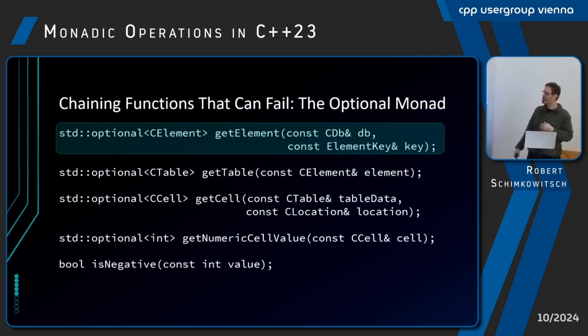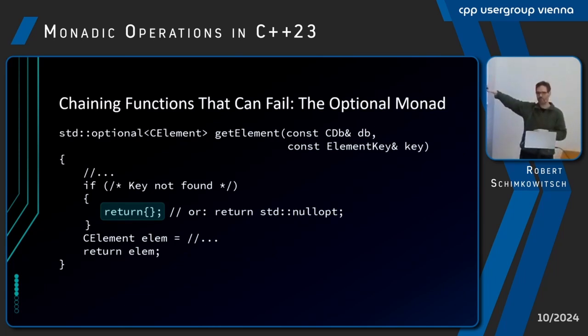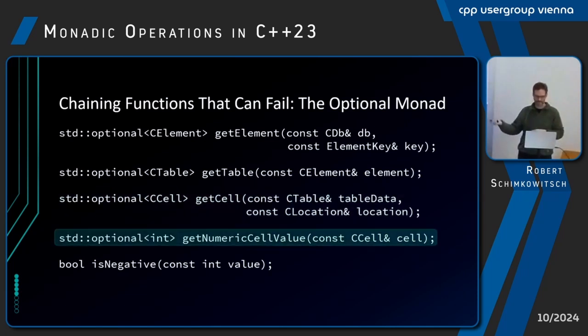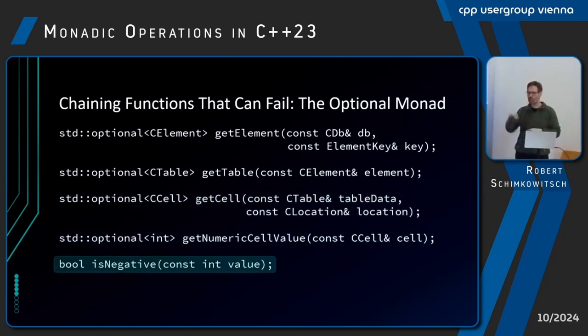If you want to use it in monadic style, I would change the function signature. So we combine the bool success flag and the actual return value into an optional of the return value. So if the function now fails, I just return an empty optional. And if it succeeds, I return an element. And the same goes for getTable, getCell, getNumericCellValue. Now, for the sake of completeness, I've added an isNegative, which, of course, is not strictly necessary. Could be just an inline lambda, for example. But it's interesting because the function itself does not fail. And because of that, we do not return an optional automatically here. We do return just a bool.